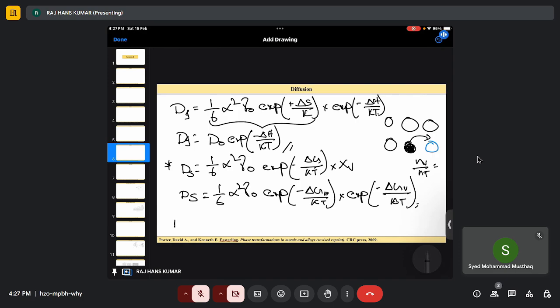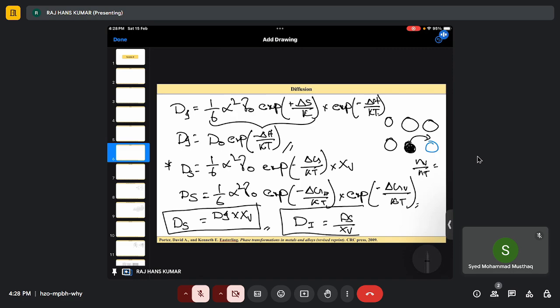Okay, now if I write Ds will be equal to Di times Xv, or Di will be equal to Ds upon Xv. Now we know why the interstitial diffusion is much faster when compared to substitutional solid diffusion.